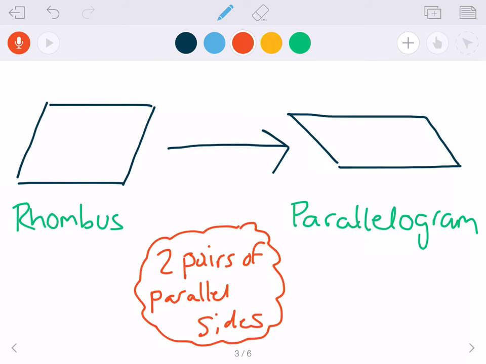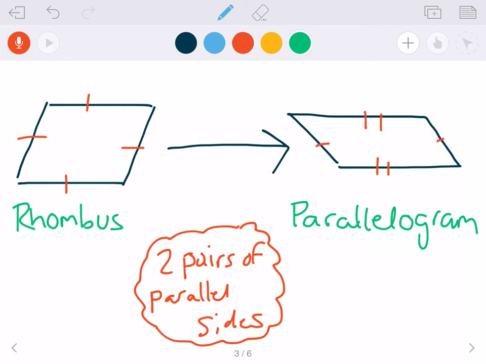Rhombuses and parallelograms are similar to squares and rectangles in the sense that a rhombus is a parallelogram. However, a parallelogram is not a rhombus. Rhombuses are more specific. They have one extra thing to them. And like a square, the big thing that makes it different from everything else is all the sides of a rhombus are equal to each other, where a parallelogram has two pairs of congruent sides.